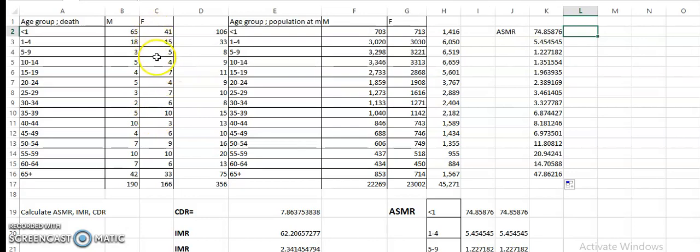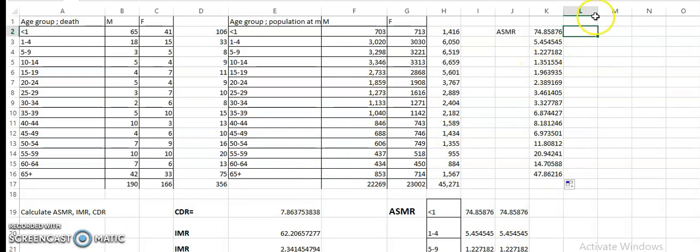We can also see here, in less than 1 year, the number of individuals who died is 41 for female and 65 for male, and the total is 106. It is the highest among the others. So the highest age-specific mortality rate is encountered in the less than 1 age group. Age-specific mortality rate is higher in the less than 1 age group than the others. We can say this from the given data.